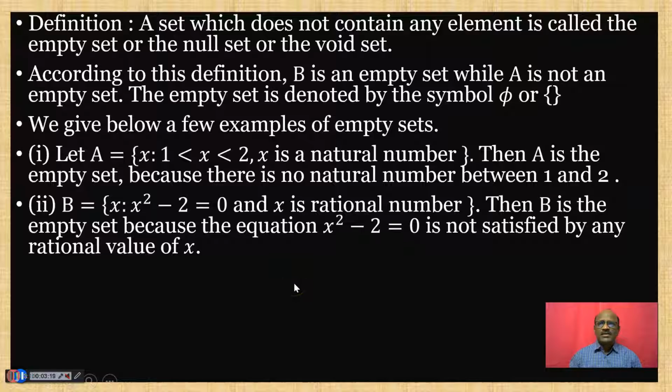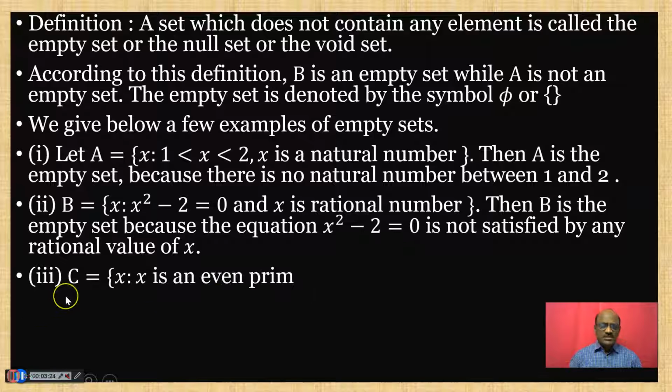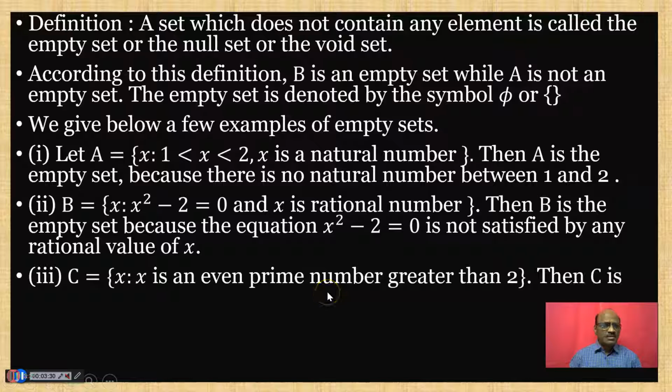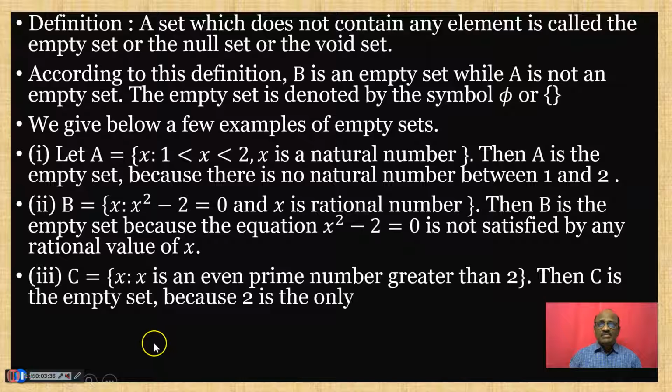Okay. Now the next is third, C = {x : x is an even prime number greater than 2}. We require an even prime number. Then C is again an empty set because 2 is the only even prime number. And here, x² − 2 = 0 with x a rational number. If we solve it, we get x² = 2, and taking the square root, x = ±√2. And √2 is an irrational number, and therefore this is not possible. Therefore B is an empty set.